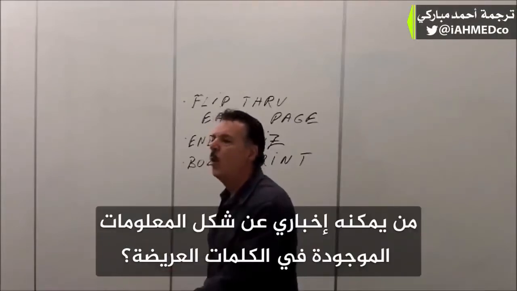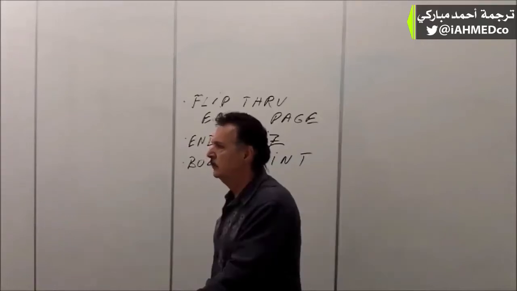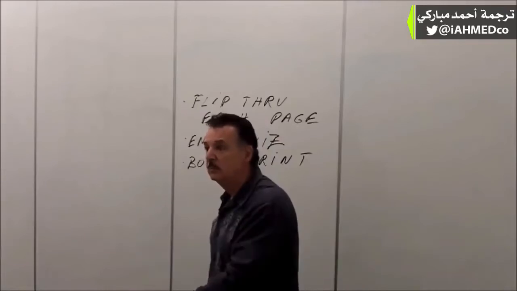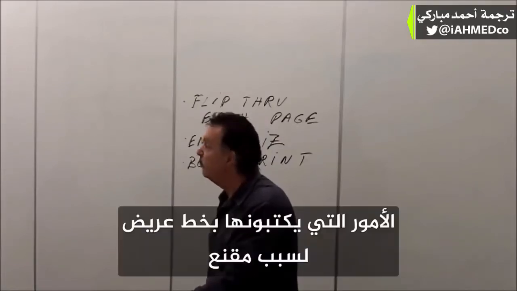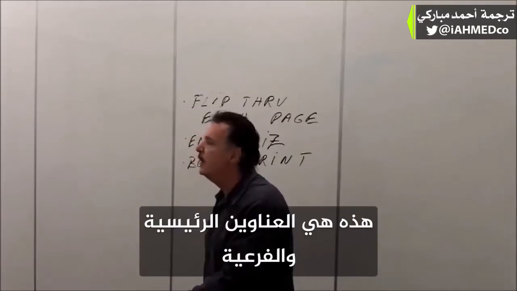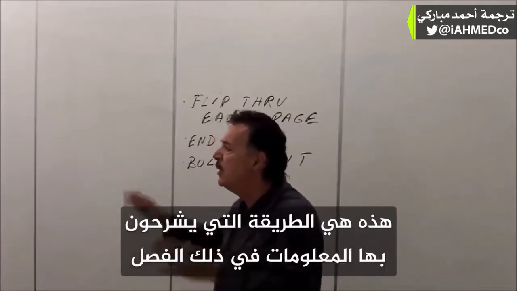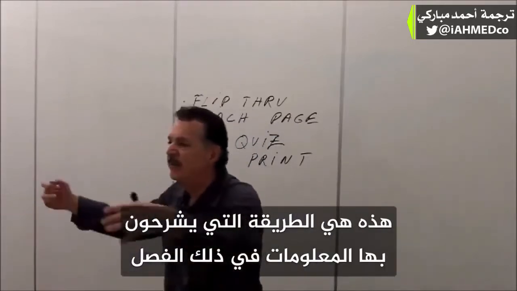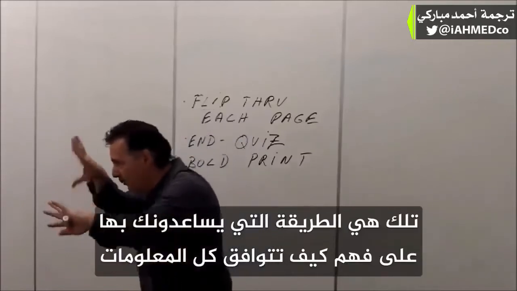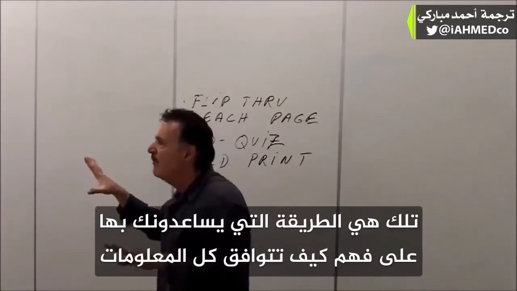Who can tell me what is the information that's contained in the bold print? Stuff they want you to remember. Stuff they want you to see. The stuff that they put in bold print for a reason. These are the titles. These are the subtitles. These are the topic headings. These are how they broke down the information within that chapter. In other words, they're going to break it down for you. So now you're kind of understanding how this stuff fits together.